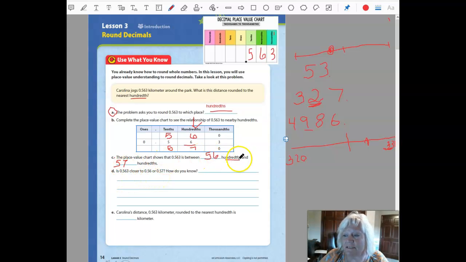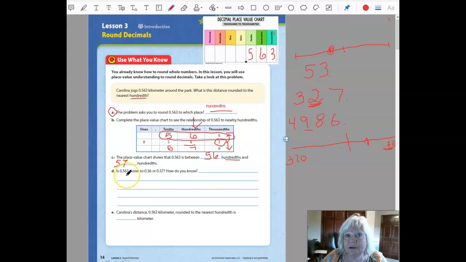Okay, so we're going to go to 56 hundredths or 57 hundredths. Now, this 3 helps us decide, are we going to go up this way or are we going to go down here? And there's that saying, 5 or more, raise the score. 4 or less, let it rest, I think is the saying. So 4 or less, let it rest. And since this is a 3, we know that we're going to stay right here. We're not going to move anywhere else.